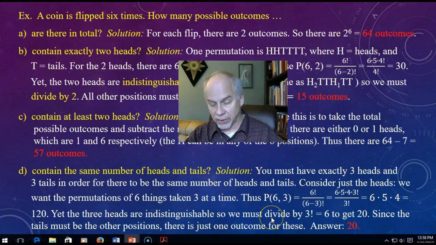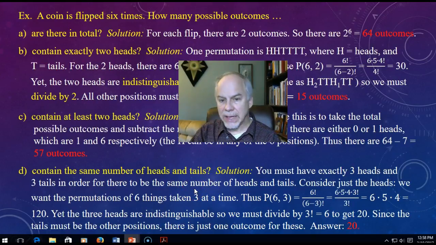Now the tails will just go in these other positions, so once we figure out the heads, we don't have to worry about the tails. So the answer then is 120 divided by 6, which is 20. So there's 20 ways to get 3 heads and 3 tails, or the same number of heads and tails.